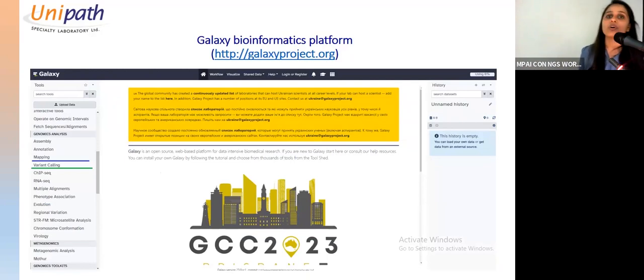And then the variant calling column. You can use your list of callers there, select and do the analysis. So you will get the VCF file from there. After the VCF, you can also interpret it using annotation tools.